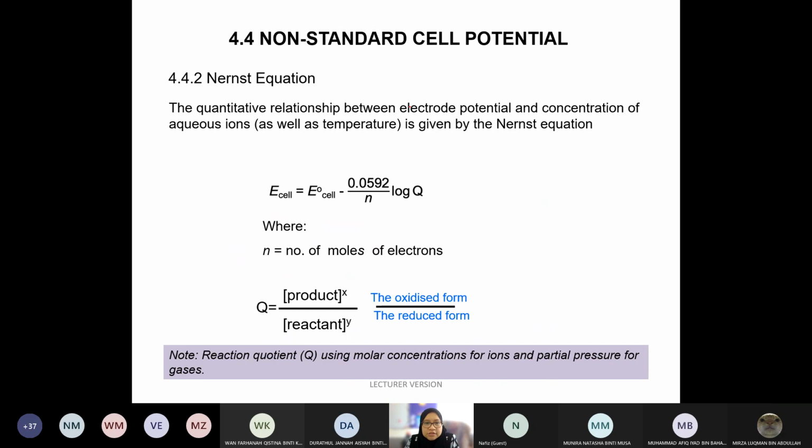Okay, the quantitative relationship between electrode potential and concentration of aqueous ion as well as temperature is given by the Nernst equation. Memorize it, and make sure before you proceed with calculation, you have this equation first. If anything happens during your substitution in your working solution, at least you will be given marks for your equation. So this is the formula. You can memorize E cell.